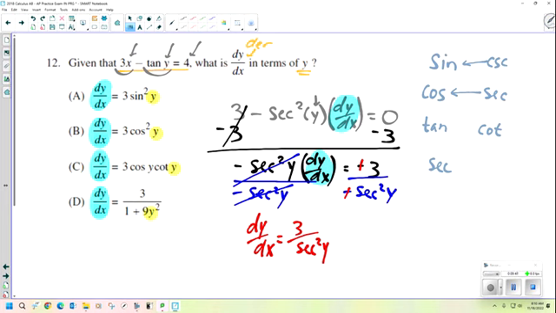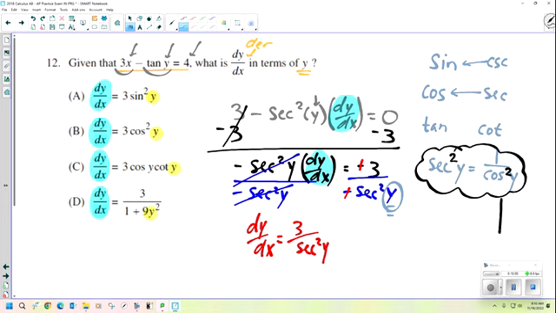So secant of, let's say, y, in our case, we have a y here. That's the same as saying 1 over cosine of y. And guess what? If the secant here is squared, the cosine here is squared. I am going to substitute in for secant squared 1 over cosine squared. You need to know that. So I've got 3 over 1 over cosine squared of y.